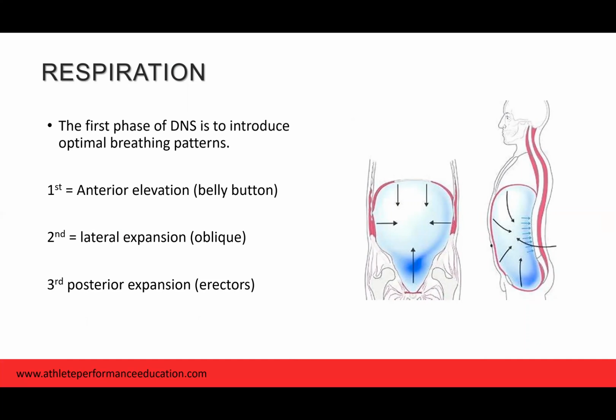What we're trying to do first is we're trying to achieve anterior elevation. So we're looking for the expansion around the belly button region, and this will give us feedback that we're getting some good diaphragmatic expansion, and we're starting to inhale that oxygen lower into the diaphragm.